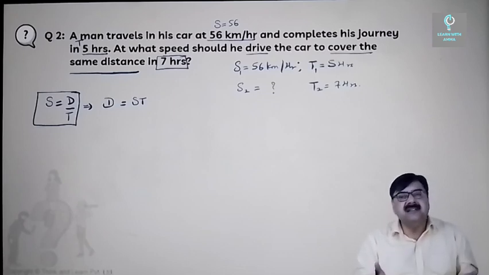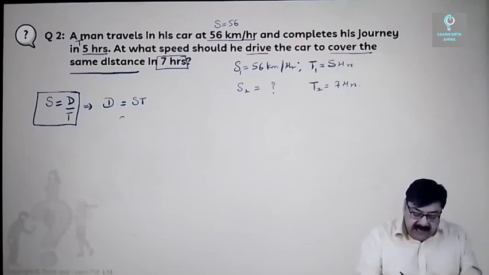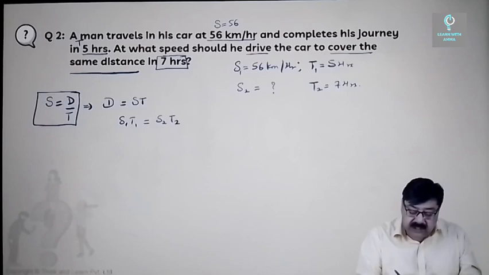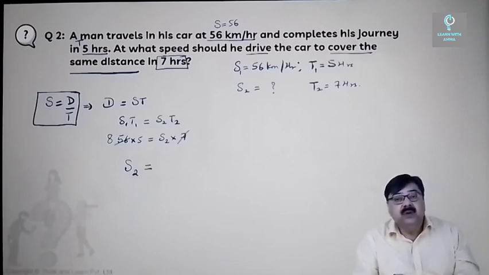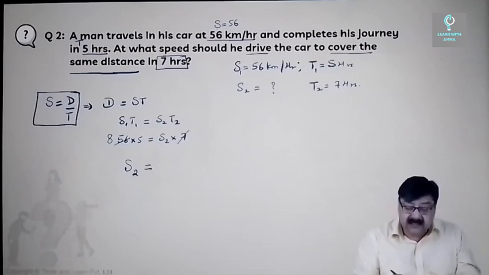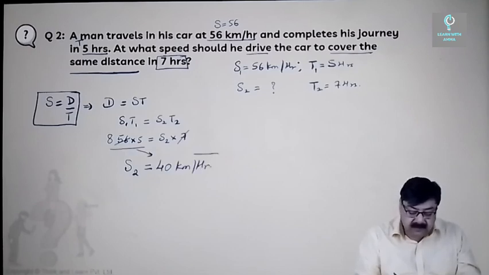the distance remains the same. So that means S1 T1 shall be equal to S2 T2. Now this becomes 56 into 5 equals S2 into 7. 7 and 56 they cancel, go by 8. So the speed at which the man should travel to cover the same distance in 7 hours will be 8 into 5, that is 40 kilometers per hour.